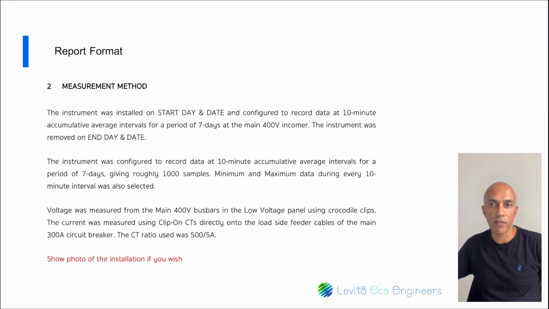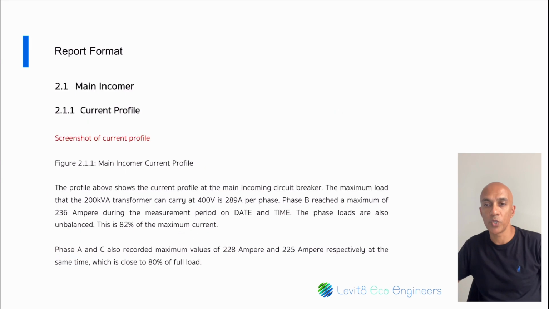Then your measurement method. Here's basically what I would write in a measurement methodology. We covered this already, and you see I've put in all caps the relevant information. So you're going to put your start day and date, your end day and date, your measurement period, your averaging intervals, and you're going to talk about how you measured at which points, and what your CT ratios were.